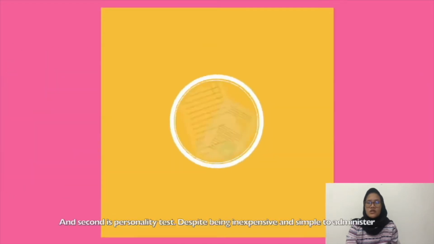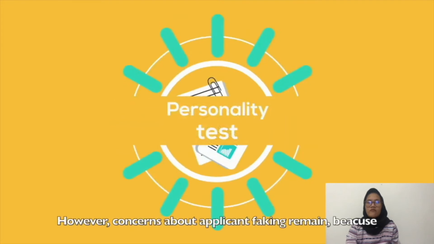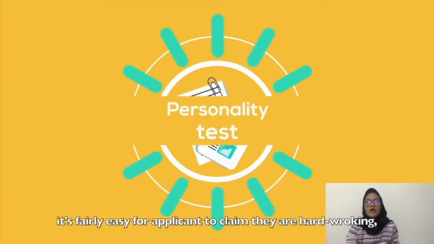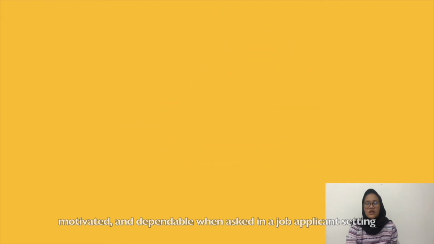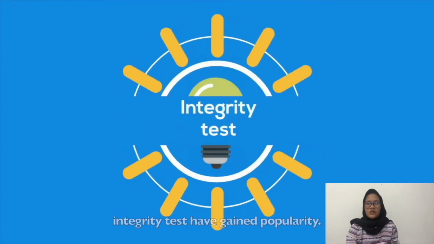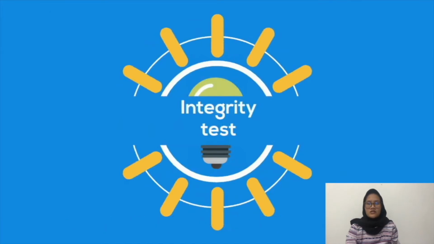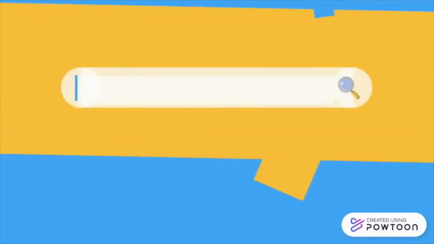And the second is personality tests. Despite being inexpensive and simple to administer, however, concern about applicant faking remains because it's fairly easy for applicants to claim they are hardworking, motivated, and dependable when asked in a job application setting. And the third is integrity tests. As ethical problems have increased in organizations, integrity tests have gained popularity. These paper-and-pencil tests measure factors such as dependability, carefulness, responsibility, and honesty. And the last is interest inventory. And the second is performance simulation test.